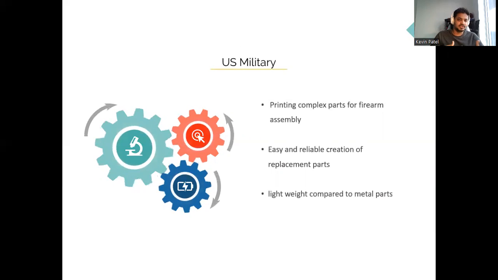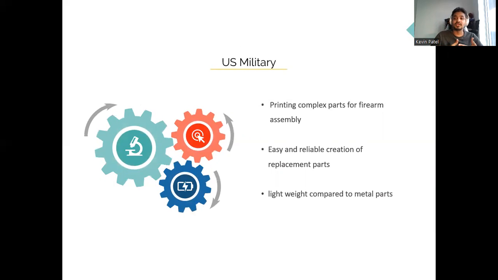Moving on, the best application is for the US military, where they print parts of firearms, and it is providing a greater turnaround time or greater replenishment time for the equipment and replacement parts. Second is the easy nature of creation. If we have to replace any parts for a machine gun, certain metal has to be procured and certain molds have to be created just to make the part. However, now with the flexibility, they can print only the parts required.